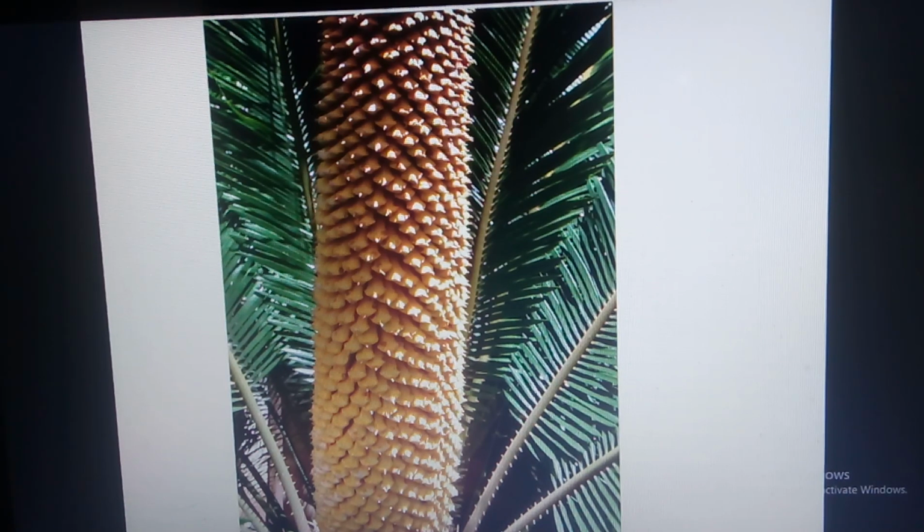Each cone consists of a central axis on which these Microsporophylls are compactly and spirally arranged. As I said earlier, the youngest Microsporophylls are formed at the top and the oldest at the bottom. This way of arrangement means they are arranged in acropetal succession. Acropetal succession means the youngest at the top and the oldest at the base.